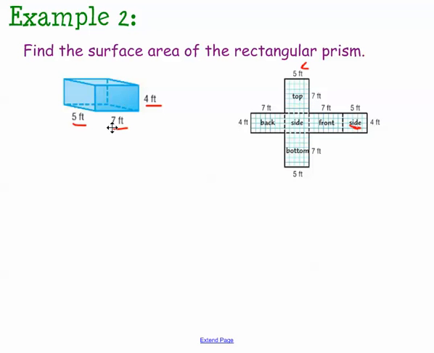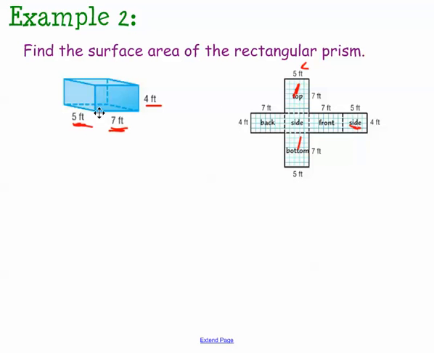So I have a 5 by 7 rectangle, and I'm going to call that my top and bottom. So there's my 5 by 7 and my 5 by 7. So these two go together. So I'm going to call that number 1. Those are my number 1s, okay?